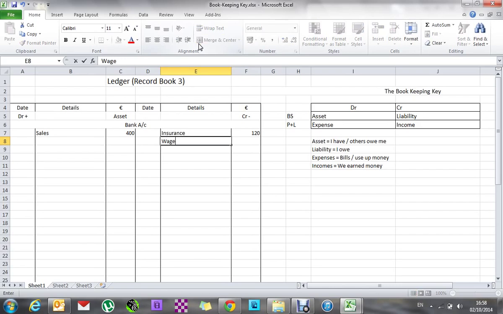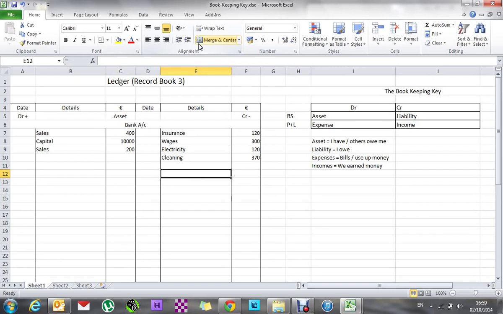And let's say I have wages, it's also going to be a minus, let's say 300. The owner puts money into the business, that's capital. And he puts in 10 grand. Let's say then we sell more, and then we, let's say, pay for electricity, and we pay for cleaning. So the next sale, let's say I'm going to say is 200, the electricity is 120, and the cleaning is 370. So now, I presume that we can balance these accounts.